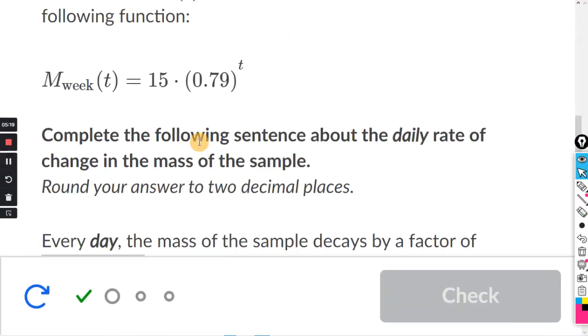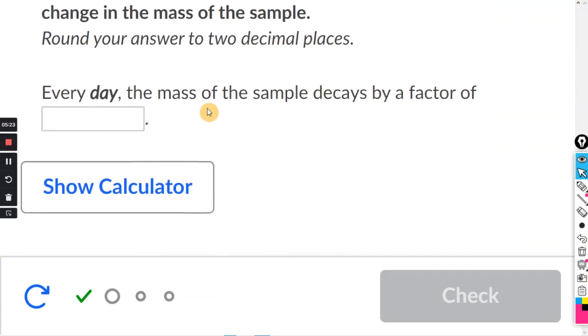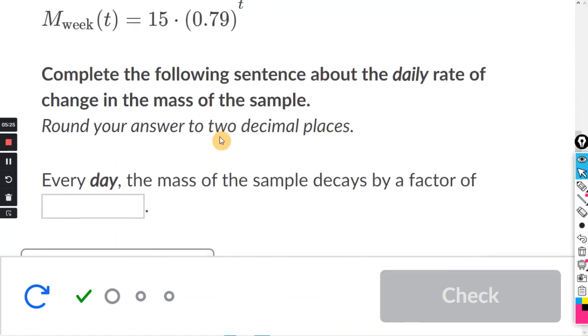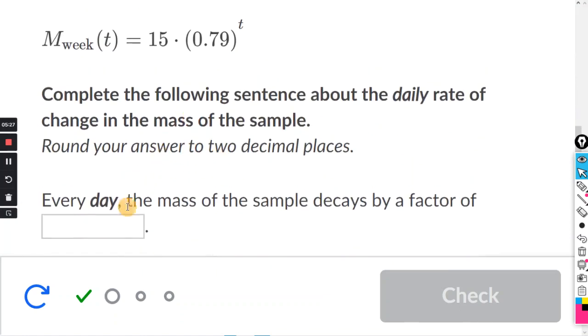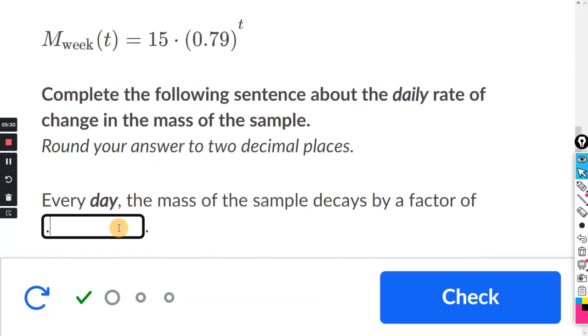I highly recommend you use your own calculator instead of Khan's calculator. I just did that to show you. It's better that you know how to use your own calculator. So that's going to be 0.97, round to 2 decimal places.